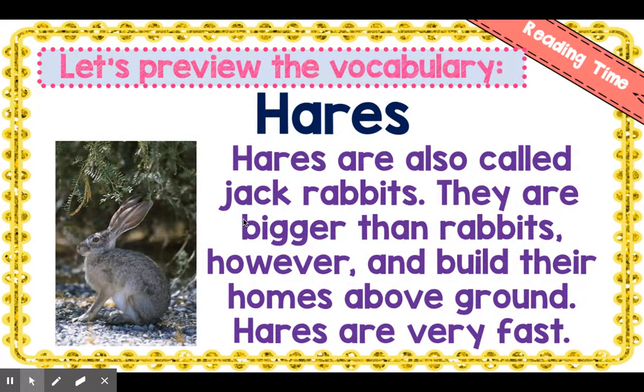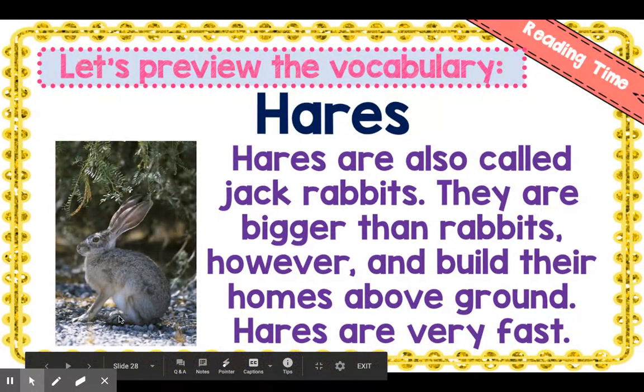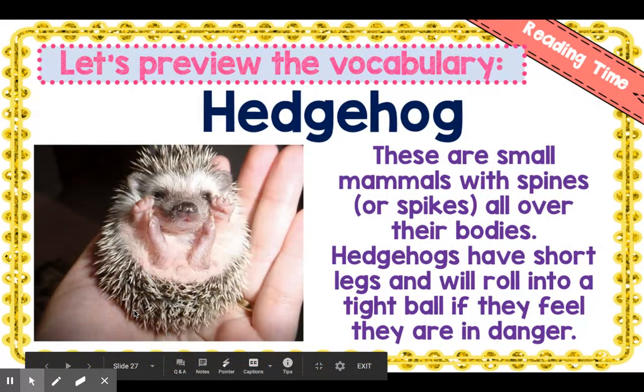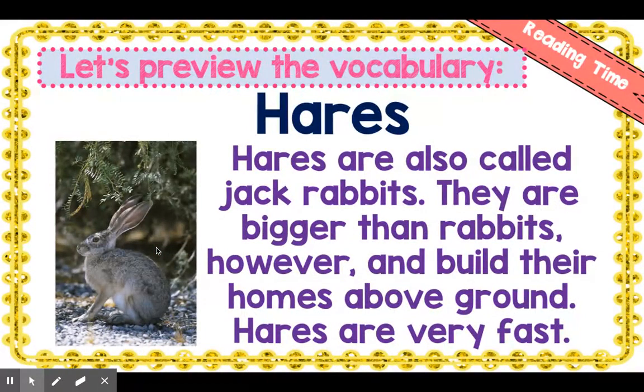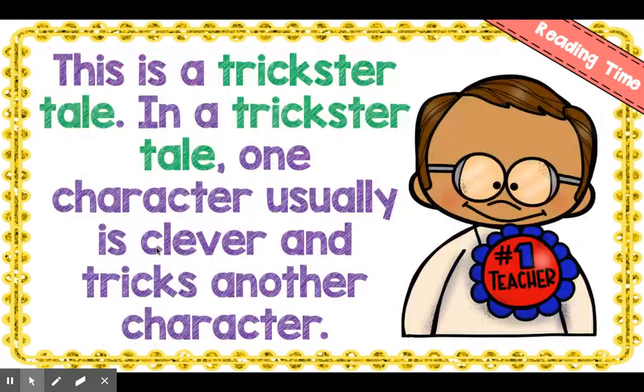Hares. Hares are also called jackrabbits. They are bigger than rabbits, however, and build their homes above ground. Hares are very fast. They're very quick. You can see how strong and powerful their legs are. So maybe that has something to do with this story. His legs look long and strong, and our hedgehog has short legs. So let's see. I have a feeling this might lead us to some ideas about our story.